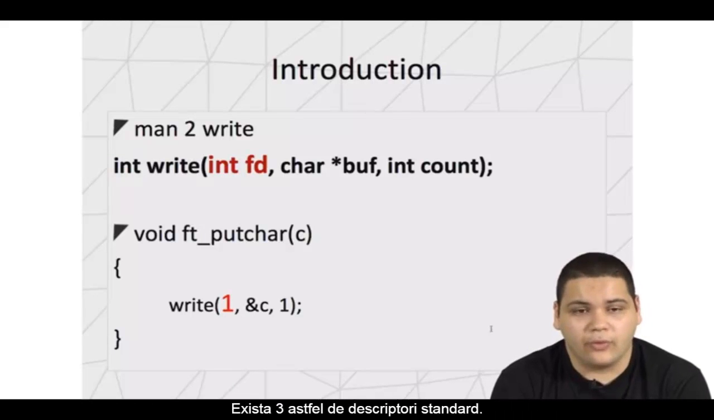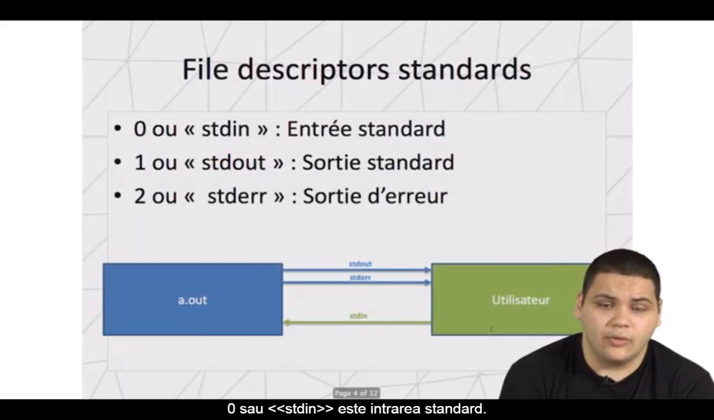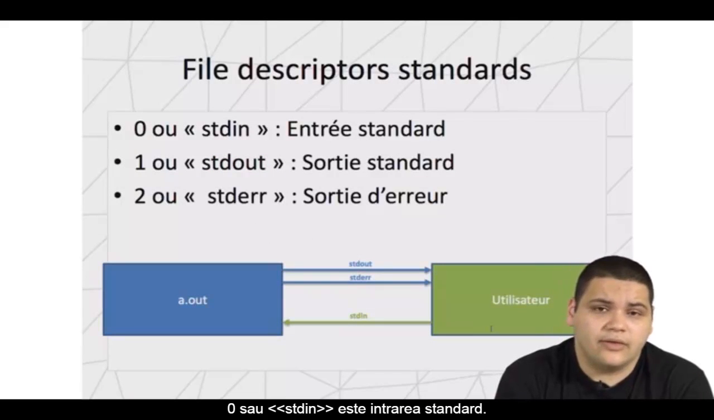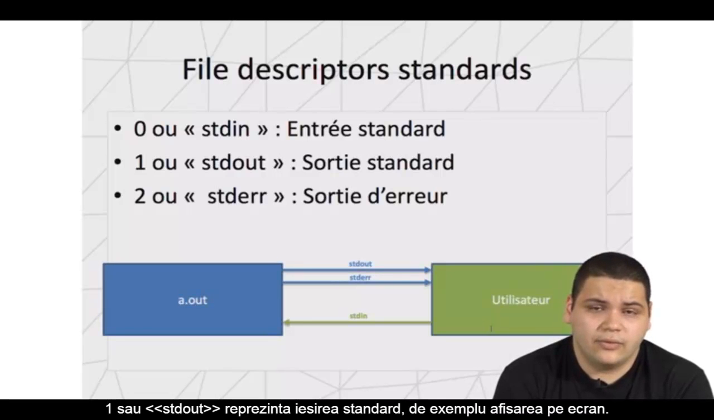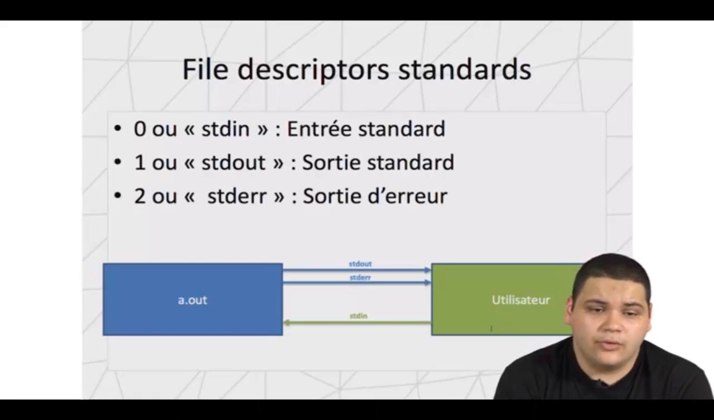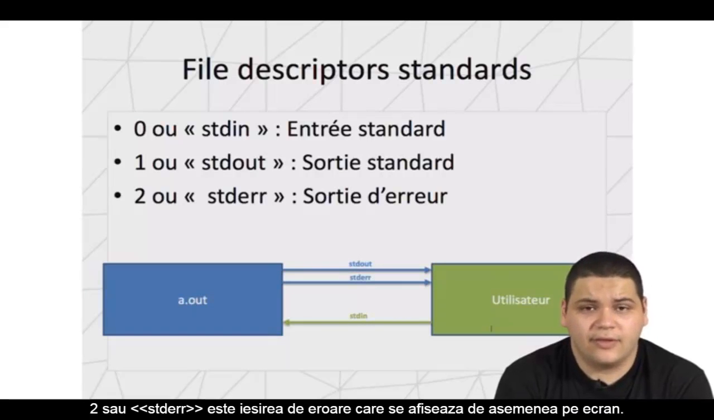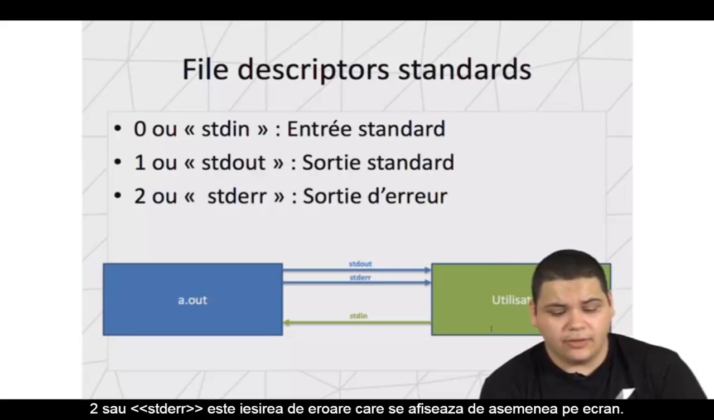There are three standard file descriptors: fd 0 or stdin, which is your standard input. For example, when you type on your keyboard in your shell, you are using the standard input. fd 1 or stdout is the standard output. Think of the characters displayed in your shell, like when you use putchar. fd 2 or stderr is the error output, which is also displayed in your shell.